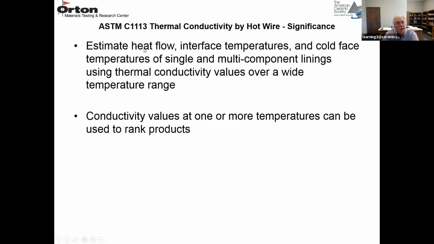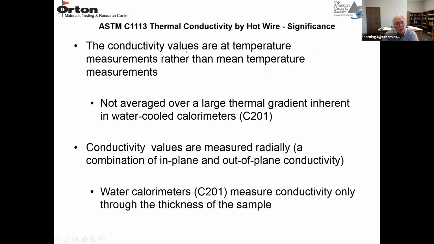This technique is useful to estimate heat flow, interface temperatures in a multi-refractory lining, and you can calculate cold face temperatures of single or multi-component linings. You can use the thermal conductivity values over a wide temperature range, and to rank or rate different kinds of products. The thermal conductivity values are at-temperature measurements rather than mean temperature measurements. So it's isothermal. It's not averaged over a large thermal gradient like in the water-cooled calorimeter.